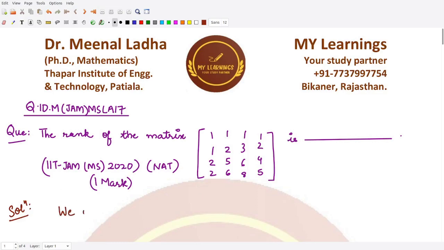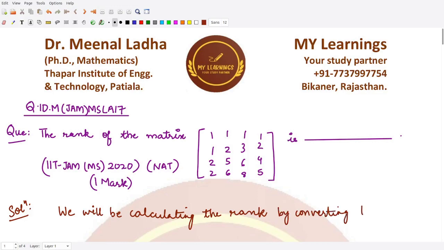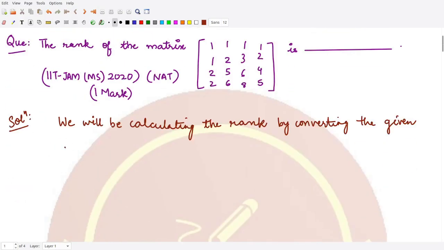So we will be calculating the rank using the row echelon matrix, by converting the given matrix into echelon form. So how will we do that?